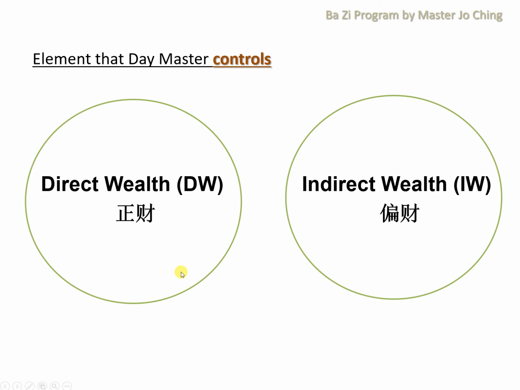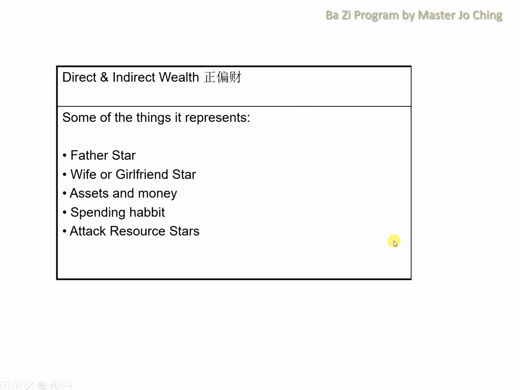And wealth star can be either direct or indirect. 正财 is direct wealth, 偏财 is indirect wealth in Chinese. Some of the things that it represents is father star, your wife or your girlfriend. Your wife is your direct wealth, girlfriend is indirect wealth. Father star for man is indirect wealth, for lady is direct wealth. It is your money assets, spending habits, and it does attack resource star, but don't worry about this. This is a bit advanced.